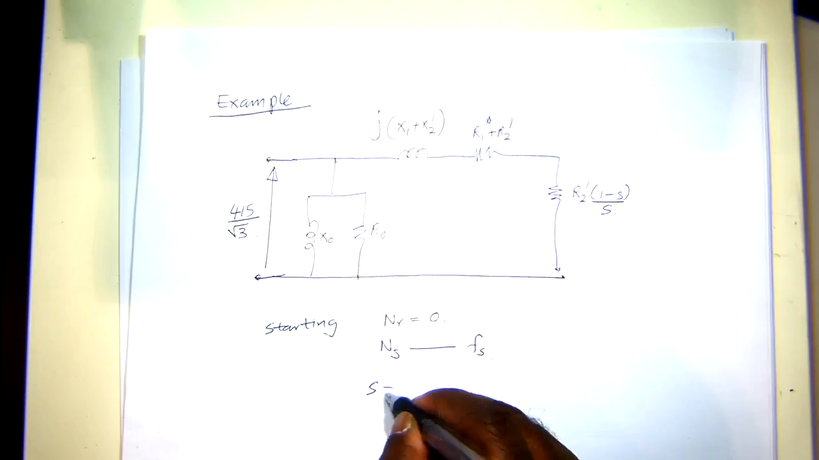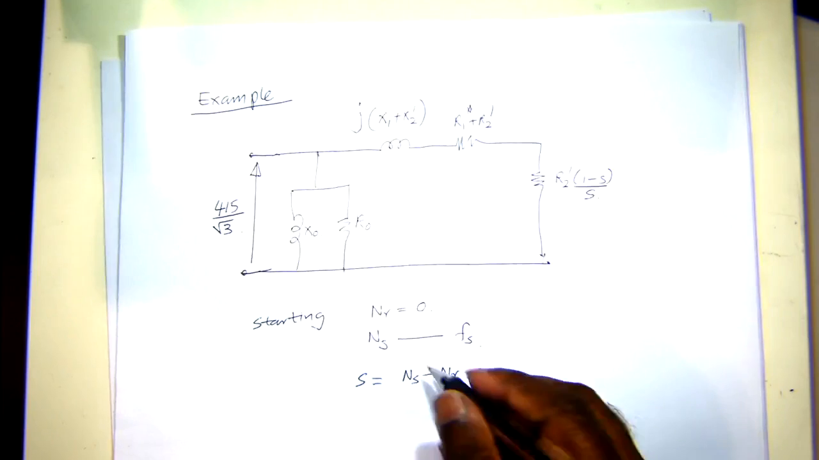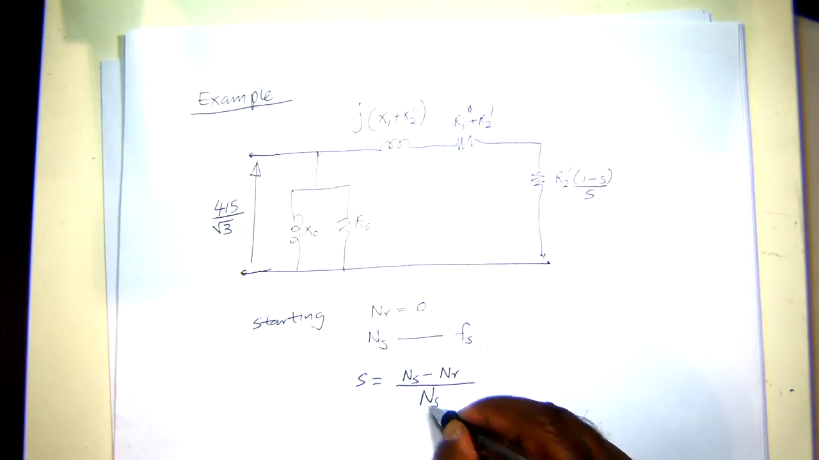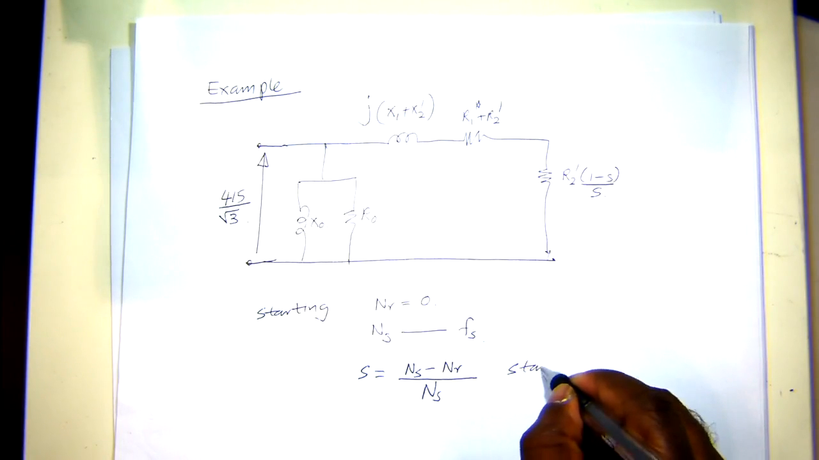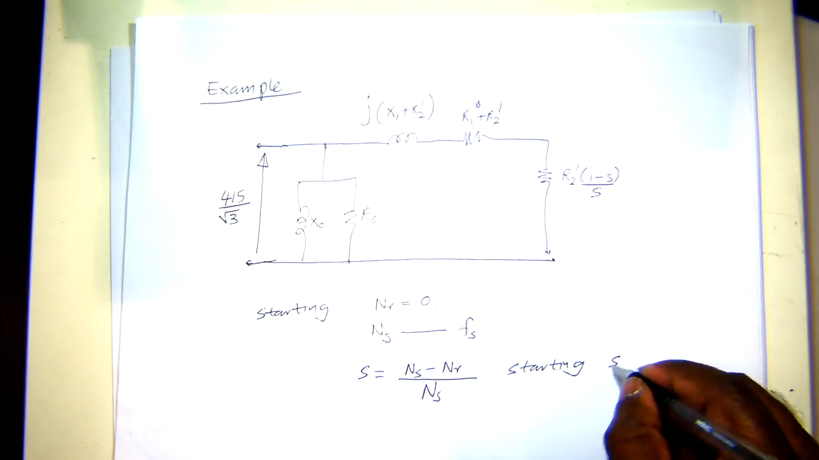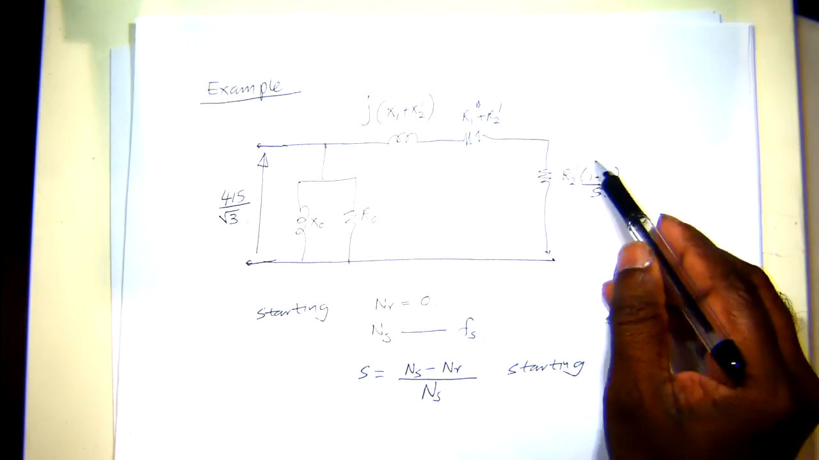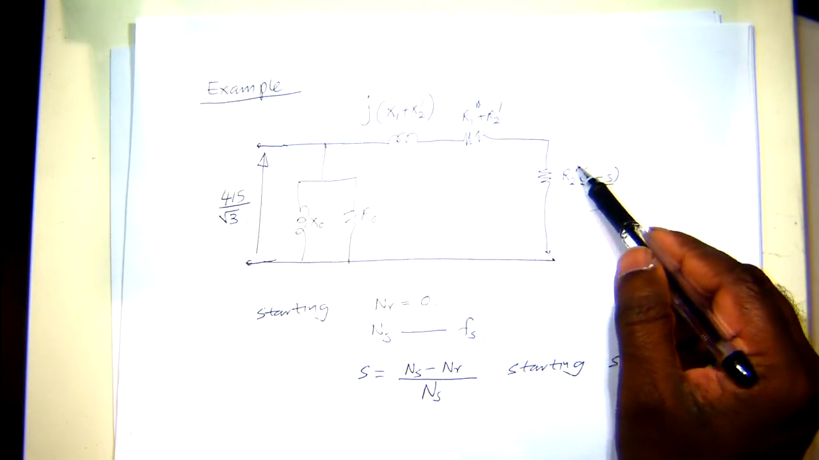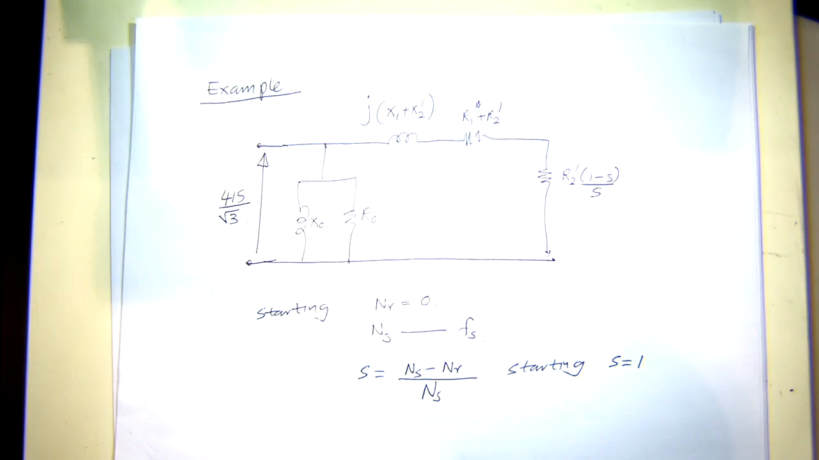So the slip will be ns minus nr, divided by the synchronous speed. So for starting conditions, the nr is 0. So the slip will be 1. So that means the resistance here will be 0. If you put 1 here, it will turn out to be 0.